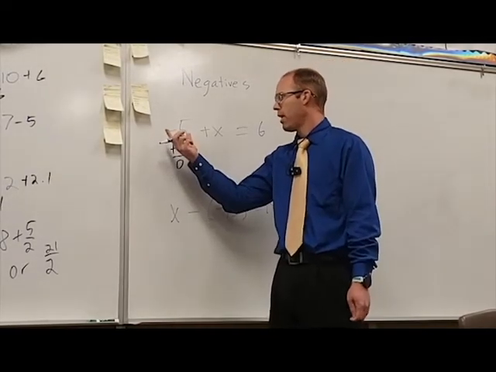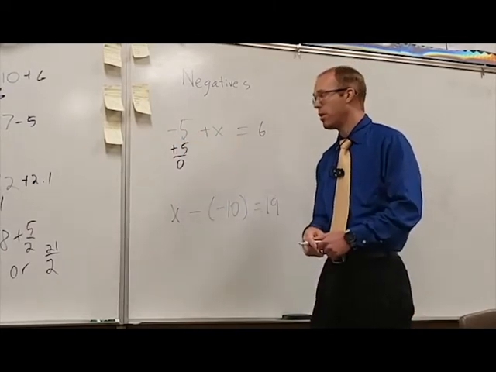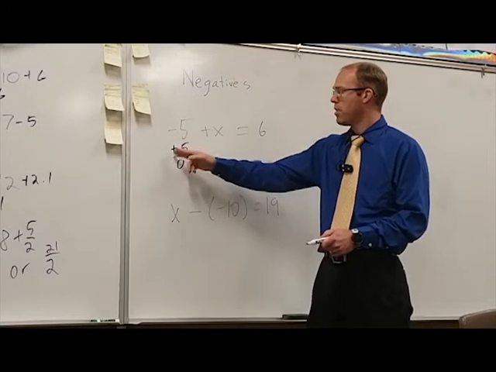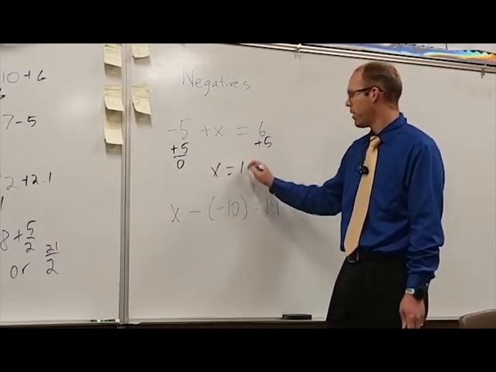You might recall that adding a negative number is just like subtraction. So to undo that subtraction, I'm going to add. We'll add 5 to the other side. We get x equals 11.